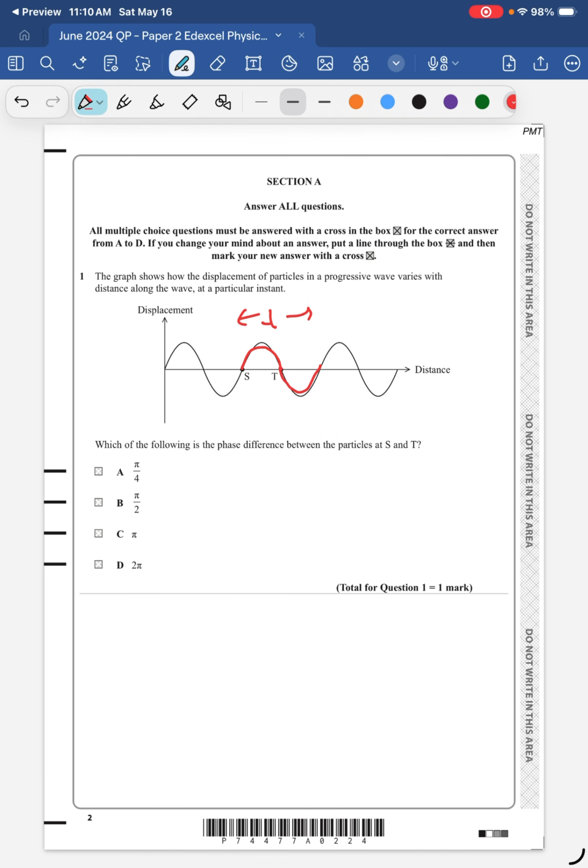Since this is the displacement distance graph, the quick way to figure this out is to write the phase difference is 2 pi over the wavelength times the distance between the 2 points, so delta x. Okay, so in this case delta x is lambda over 2, so we have the separation between the particles. So 2 pi over lambda times lambda over 2. Lambda cancels, 2 cancels, and we are left with pi, which is option C. Moving on.